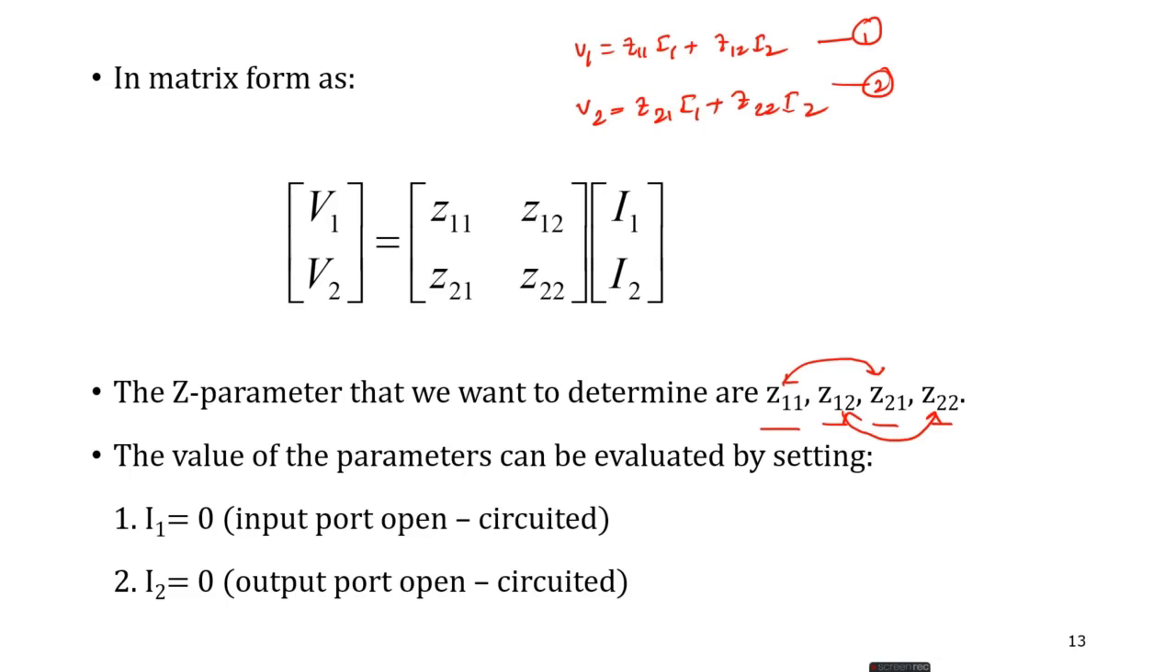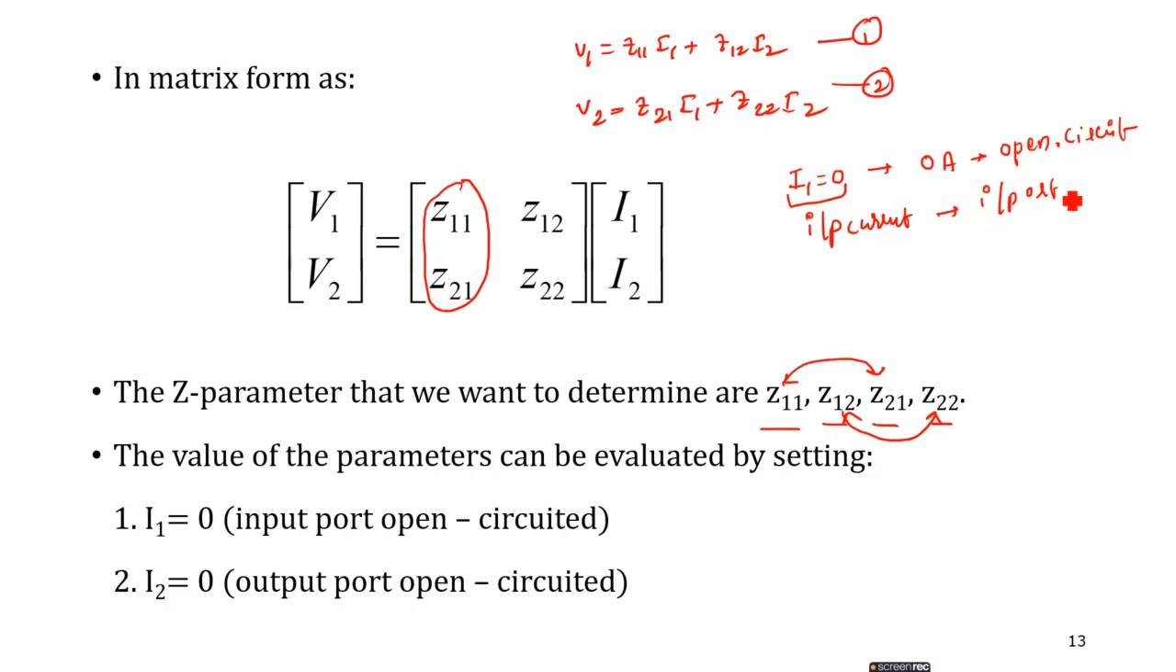Alright, so the meaning of this is to calculate Z11 and Z21 in the two-port network, make I1 as 0. What do you mean by I1 is 0? I1 is 0 means it is 0 amperes. Somewhere we do find open circuit. So I1 is this input current, so that we are making input port as open circuit. That is the meaning of it.